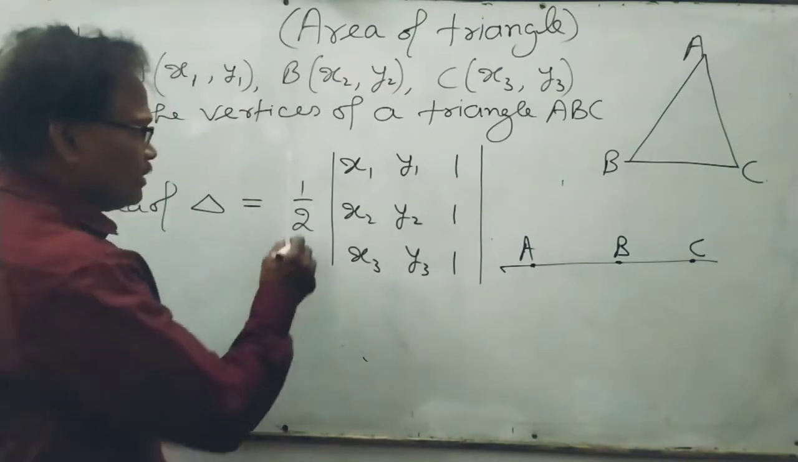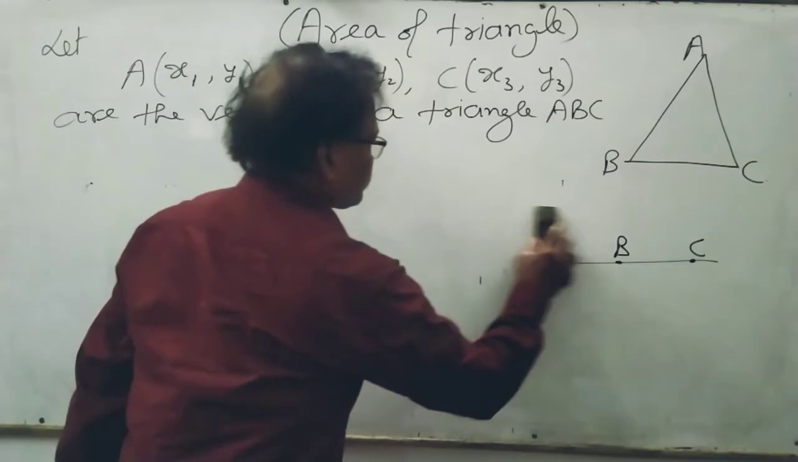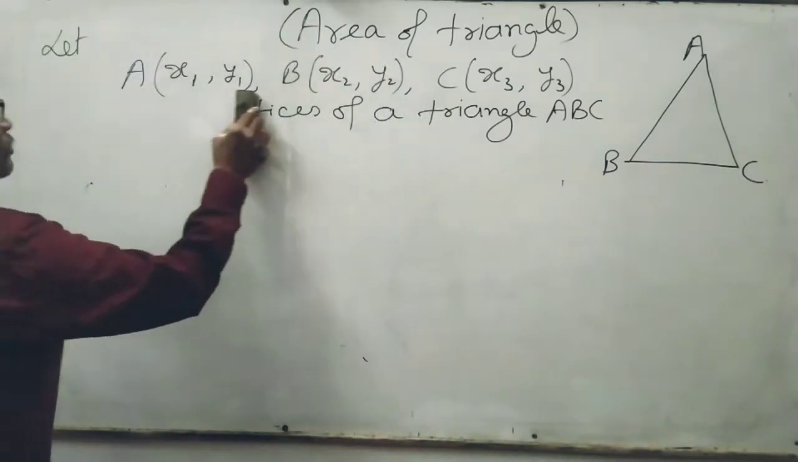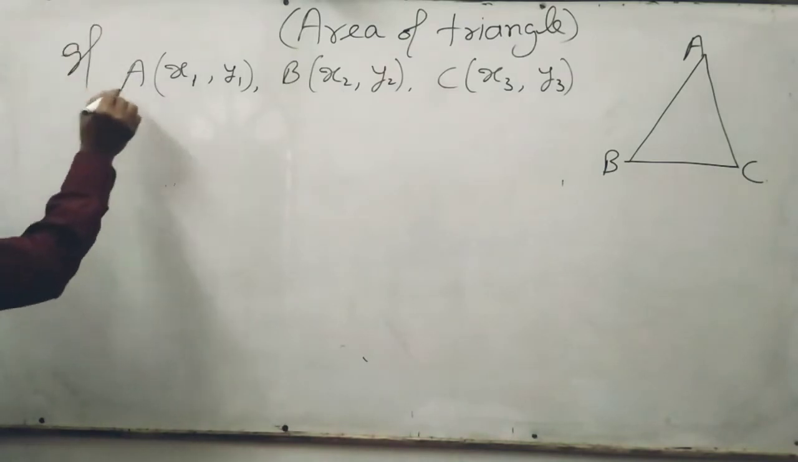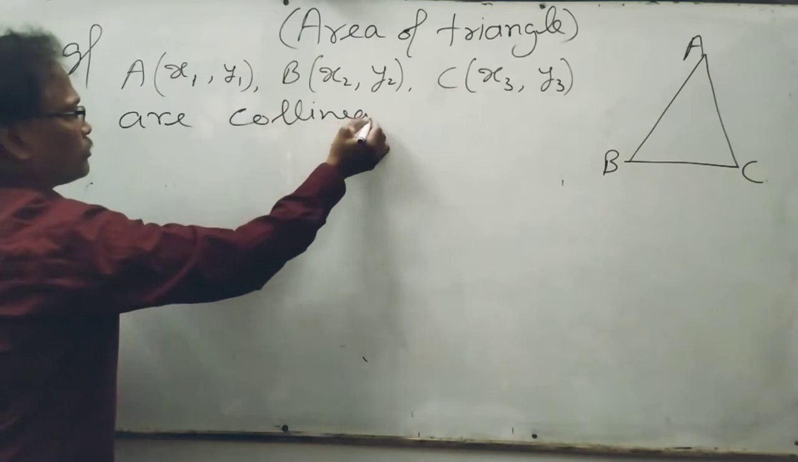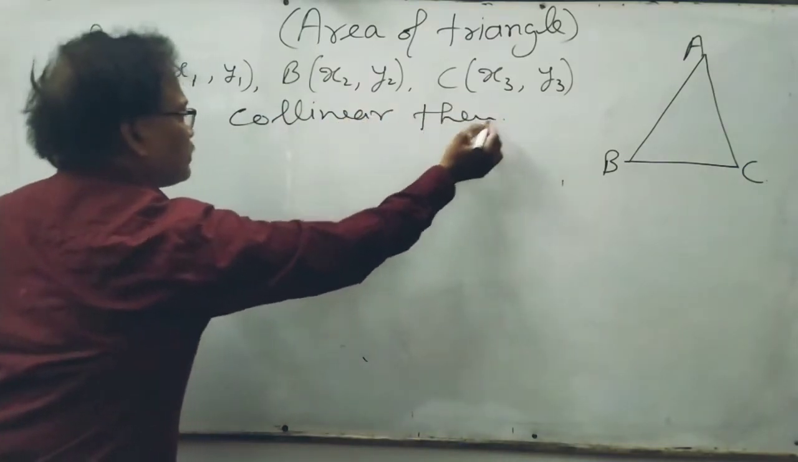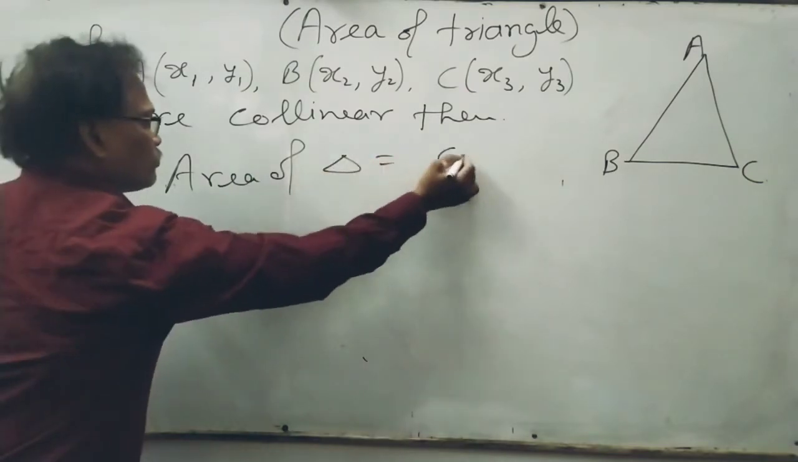So in this case for collinearity, if A, B, C are collinear, then the area of the triangle is equal to 0.